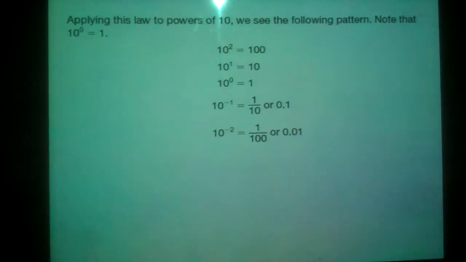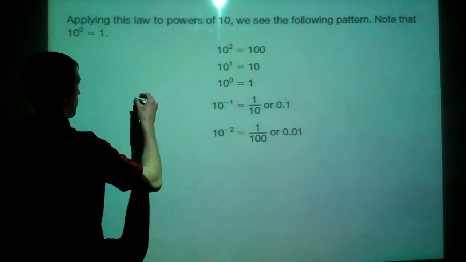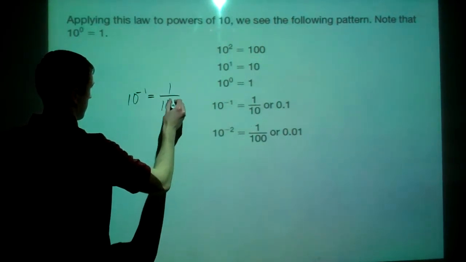If we look at the powers of 10 here, we see this little pattern. We have to note that 10 to the 0 is 1. Remember, anything to the 0 power is going to equal 1. So 10 to the second power is 10 times 10, or 100. 10 to the first is just 10. 10 to the 0 is 1, so far we've gone down. 10 to the negative 1 equals 1 over 10 to the first.